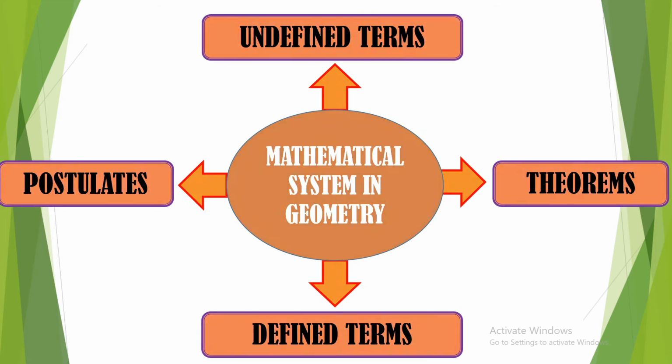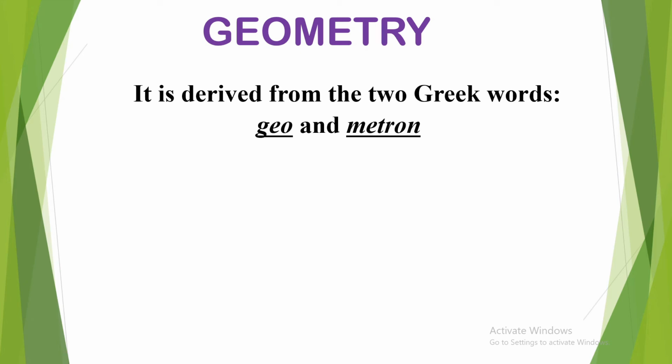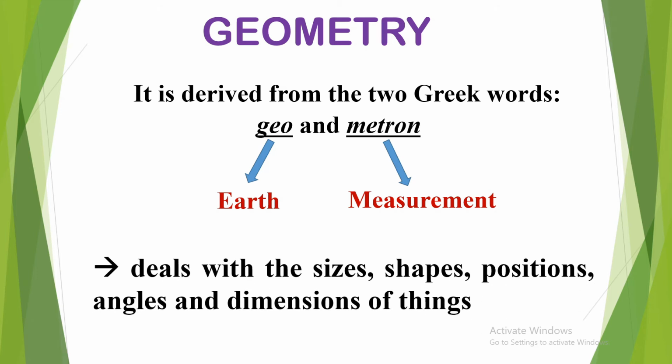But before we discuss each of these four components, let us first focus on geometry. It is derived from the two Greek words geo and metron. Geo means earth and metron means measurement. So it is the measurement of different things on earth. By definition, it deals with the sizes, shapes, positions, angles, and dimensions of things.